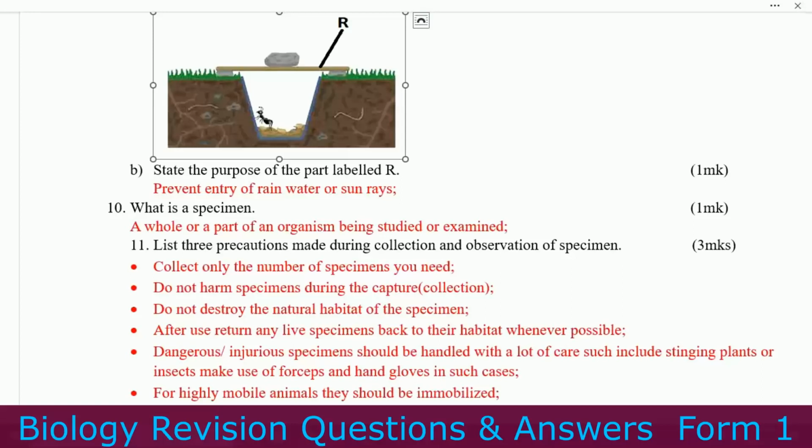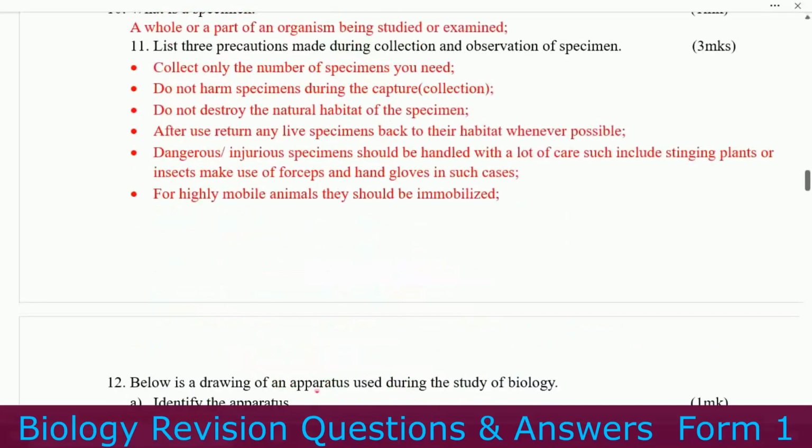Number 11. List 3 precautions made during the collection and observation of specimens. What are some of the precautions that are taken during the collection of the specimen? Number 1, collect only the number of specimens you need. Number 2, do not harm specimens during the capture or collection. Number 3, do not destroy the natural habitat of the specimen.